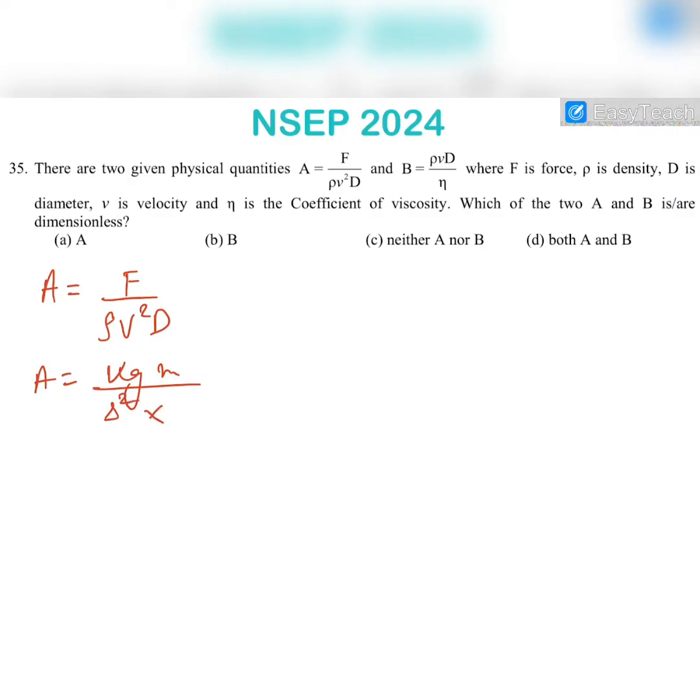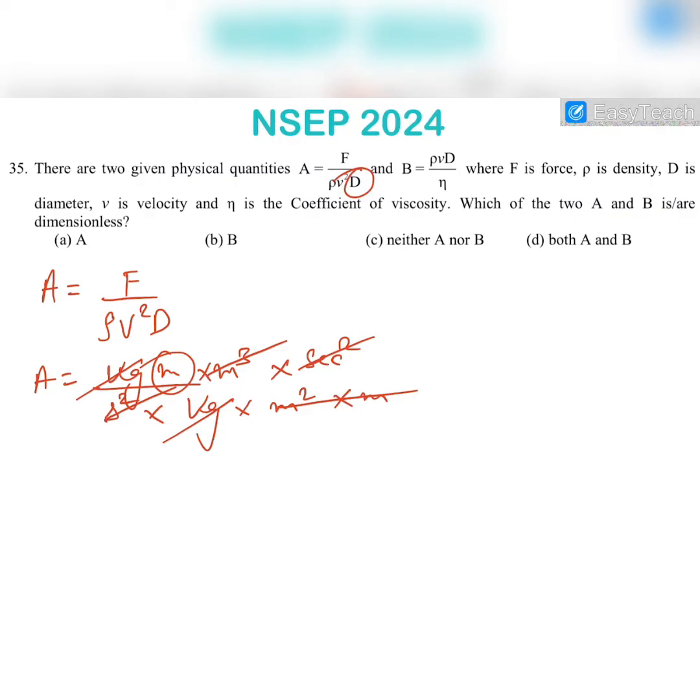Okay, and rho is density, so it is mass per unit volume, so it is kg per meter cube, and v is the velocity, so it is meter per second, and d is the dimension, which is the diameter, which is meter. So cancelling this with this, and second square with second square, kg with kg, you can see that this meter is left over, so this is not a dimensionless quantity. The dimension of A is equal to the dimension of length.